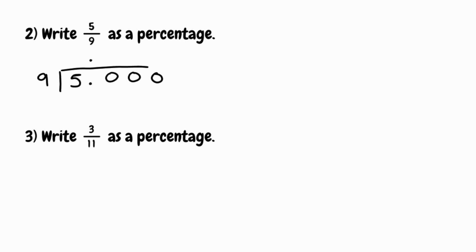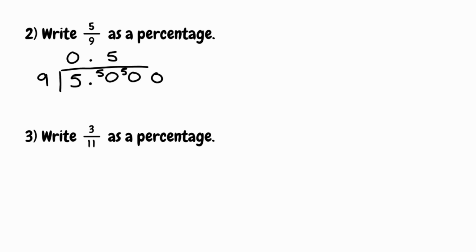So we know that 9 doesn't fit into 5, so our 0 goes here, and we're going to carry that 5 over to the next digit. We then want to see how many times does 9 fit into 50. Well, that'll go 5 times, because 9 multiplied by 5 is 45, leaving me with the remainder of 5.